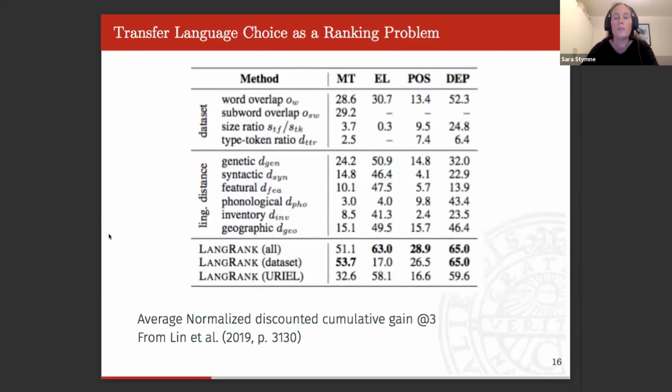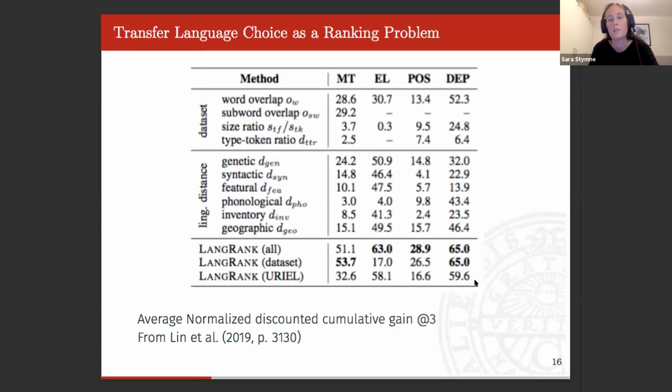So here are the main results from that paper. And you can see that in all cases, so they created this ranking, I should say, by using a variety of decision trees. And in all cases, at the bottom here, the LangRank is when they combine these features, either all of them or just the dataset or URL features. And on the top, they use just single features. And in all cases, it's better to use LangRank, either on all or on the dataset features.